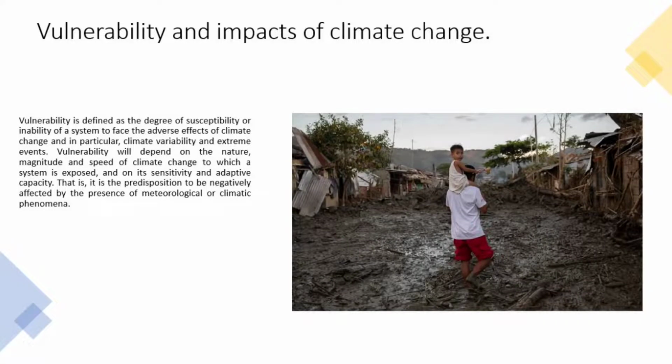Vulnerability and impacts of climate change. Vulnerability is defined as the degree of susceptibility or inability of a system to face the adverse effects of climate change, and in particular, climate variability and extreme events. Vulnerability will depend on the nature, magnitude, and speed of climate change to which a system is exposed, and on its sensitivity and adaptive capacity. That is the predisposition to be negatively affected by the presence of meteorological or climate phenomena.